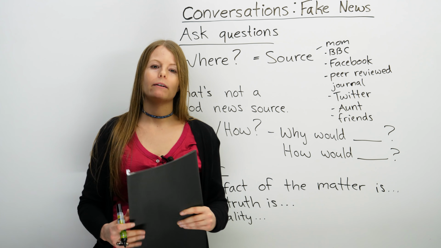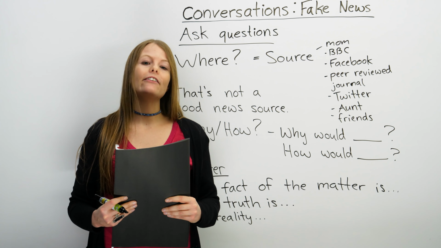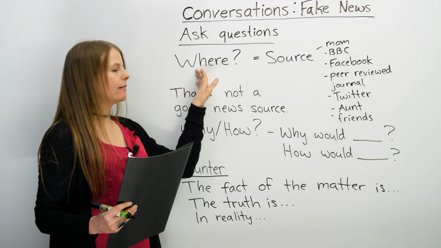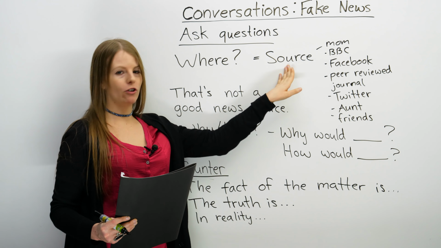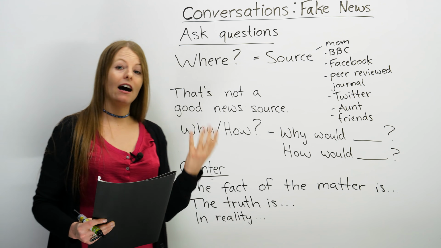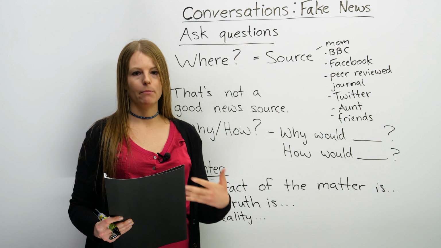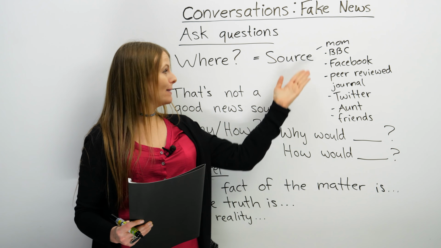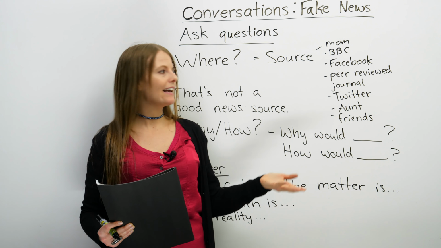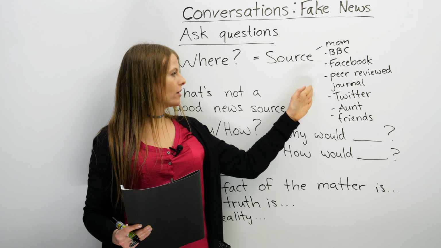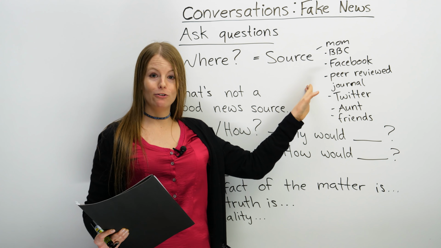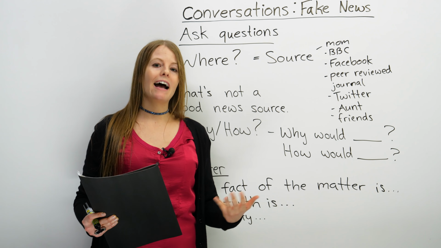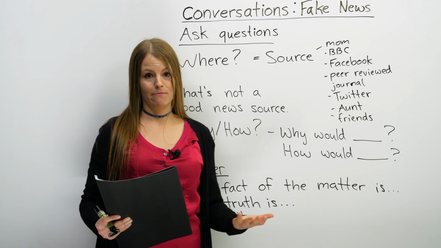Okay, so another thing you can do when somebody tells you fake news or something that's not true is you can ask them where their source is, or where did they get the information from. So this is the big where question. When we talk about sources or news sources, we're talking about who said it. So for example, maybe the news came from your mom. So maybe that's not a great source. Maybe it came from BBC News, or maybe it came from Wikipedia or Facebook. Or if you're in sciences, maybe it came from a peer-reviewed journal. Maybe it came from Twitter or your aunt or your friends. So it's good to ask somebody where did they get the information from?